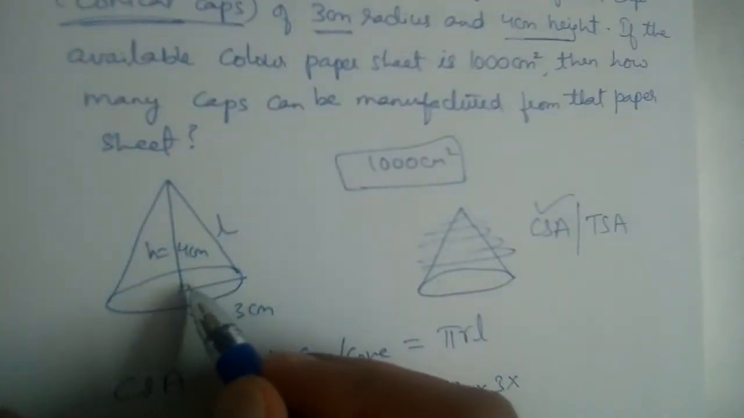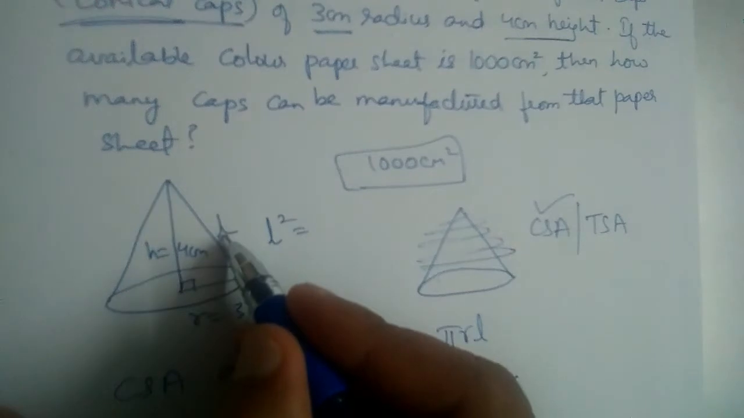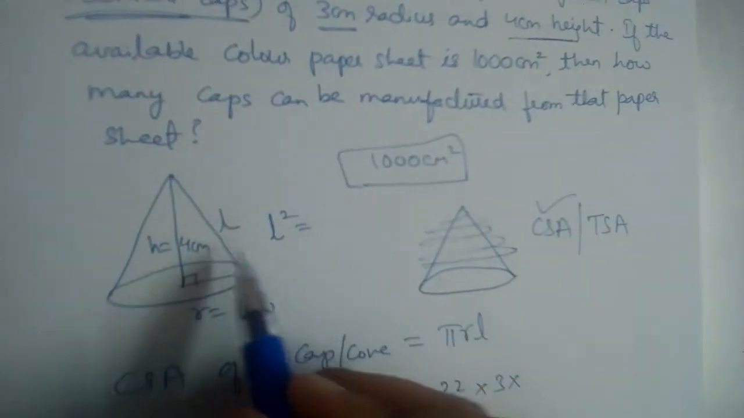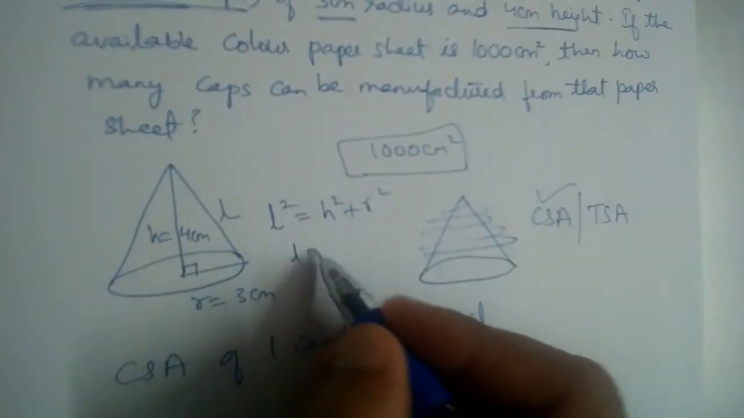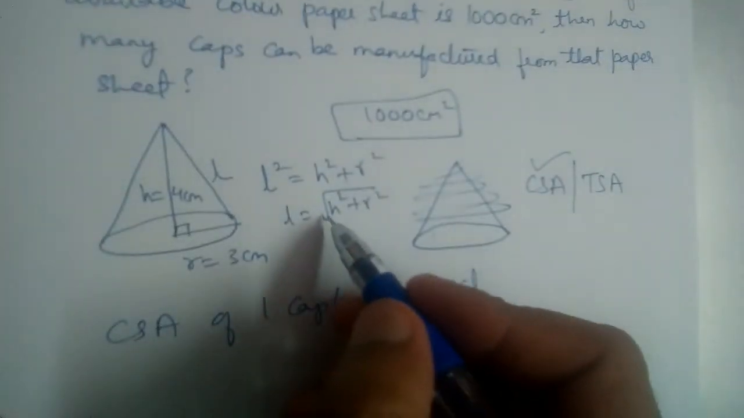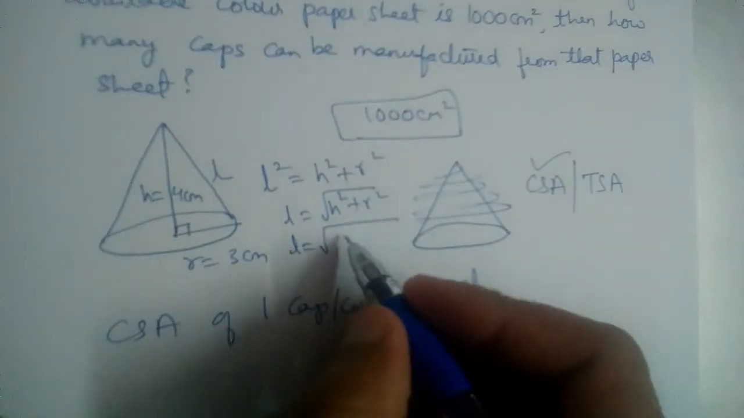If you observe this carefully, this is a triangle. It will be a right angle triangle, and how to find the value of L? L is hypotenuse, right? Using Pythagoras theorem, we can find the value of L. L square will be equal to h square plus r square. So square goes on the other side, becomes root. So it will be root h square plus r square. So what is the value of L now?